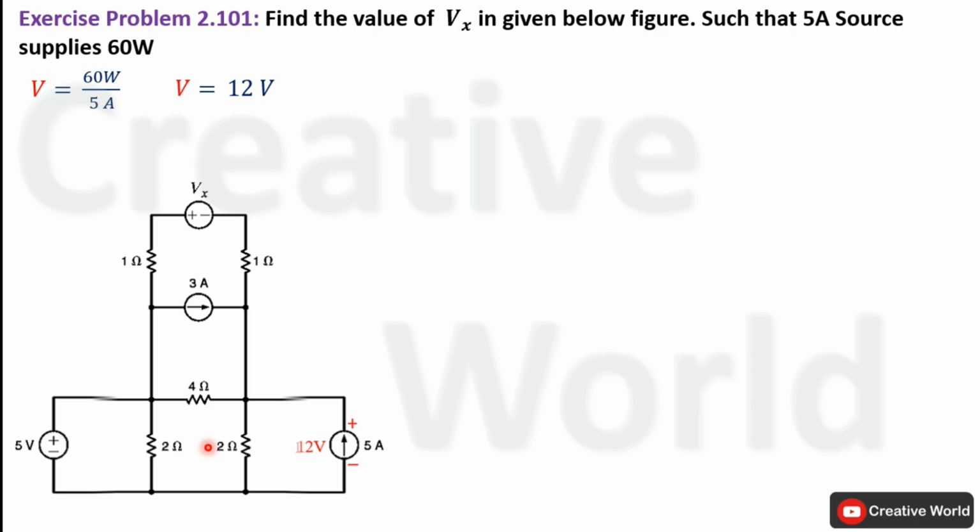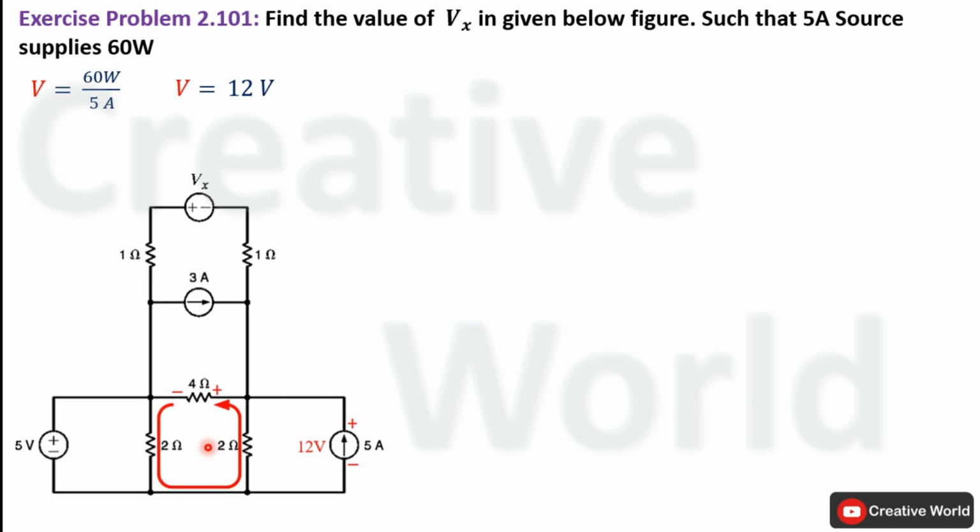For that purpose, we will assume the direction of current inside this loop is counterclockwise. And according to this assumed direction of current, polarity notation across this 4 ohm resistance is marked. Now write KVL equation for this closed loop.